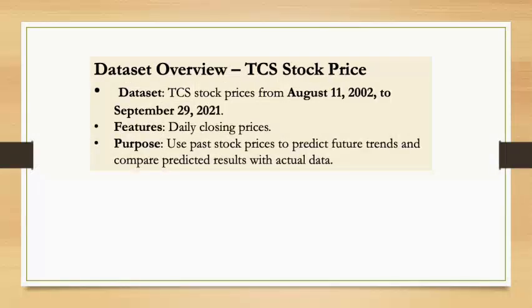So coming to the dataset overview, the TCS stock price dataset is from August 11th, 2002 to September 29th, 2021. This features the daily closing prices, and the purpose is to use past stock prices to predict future trends and compare the predicted results with actual data.